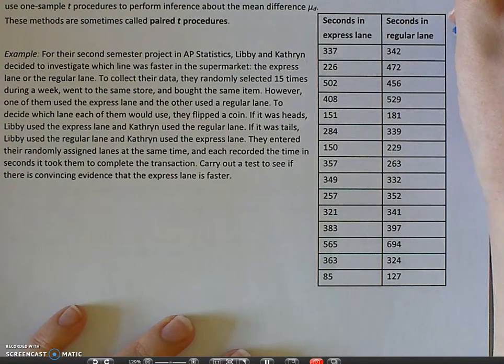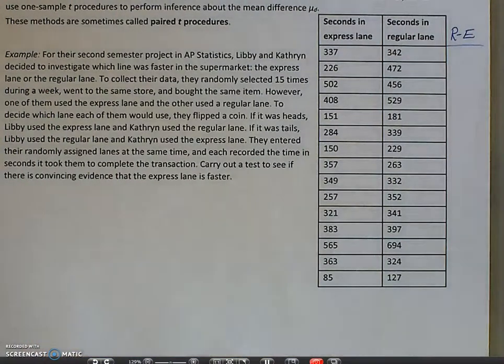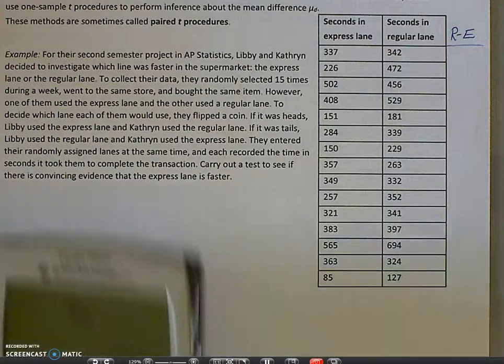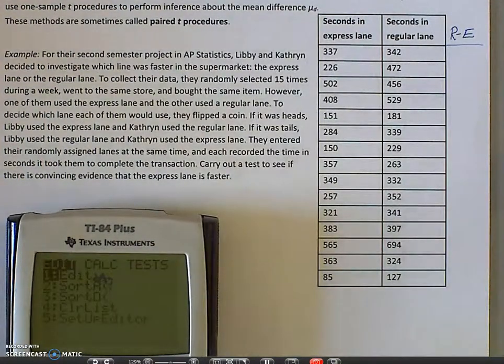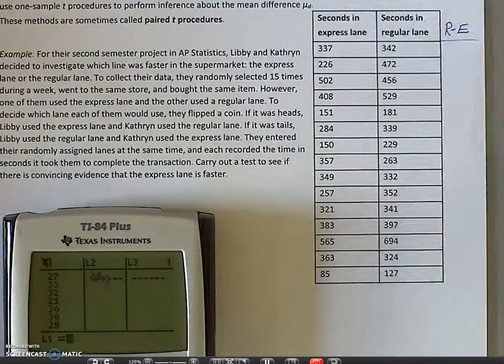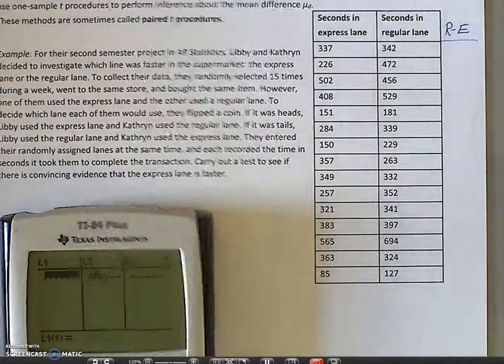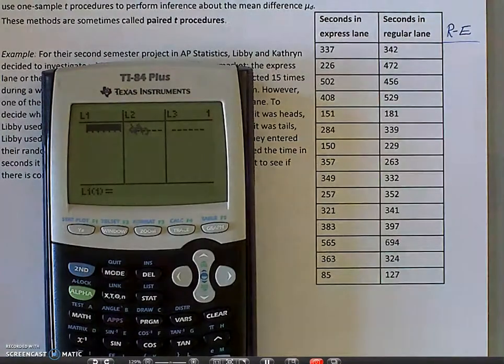So I'm going to make another column and call it regular minus express and get that data. I could do this all by hand, but what I think I'm going to do is put my data in my calculator. So I'm going to put them in my lists. Let's clear this out. Okay. So I'm going to put all my express lane data in list 1 and my regular lane data in list 2. Will you do this now with me, please?